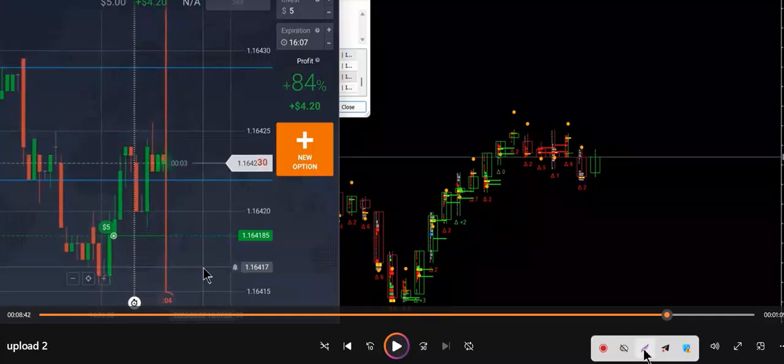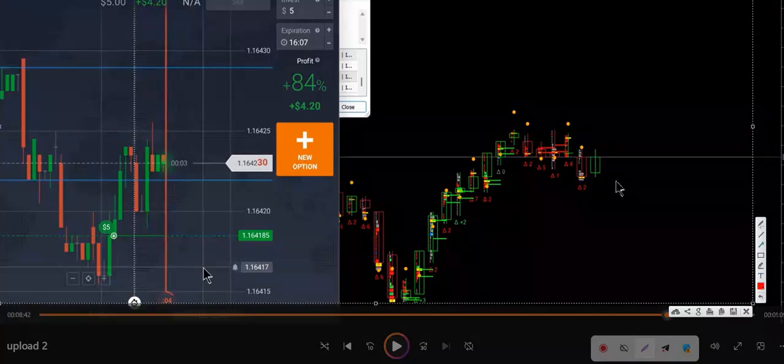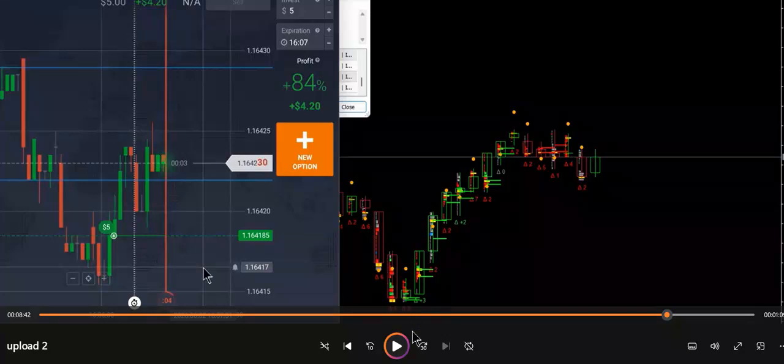candle started from where? This is the high volume cluster and POC, and from the POC it took rejection and gave me this candle, this healthy candle of 5 seconds, strong wire candle of 5 seconds. So I placed the buy trade here.